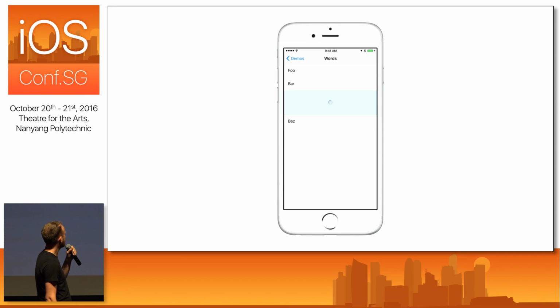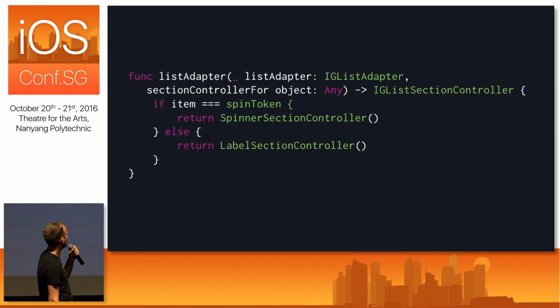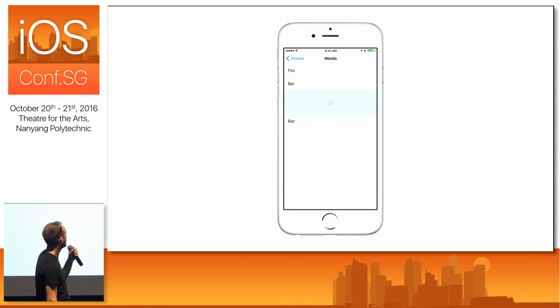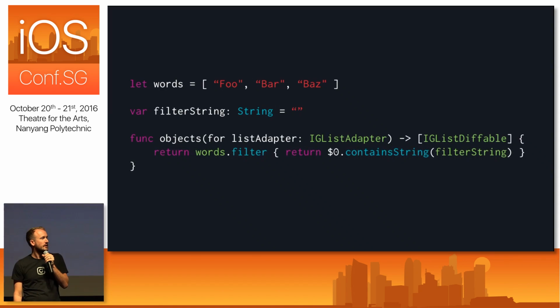So what does that look like? So we put this spinner cell in between some of our content. But that's still kind of boring. What about all this diffing stuff that I was talking about?